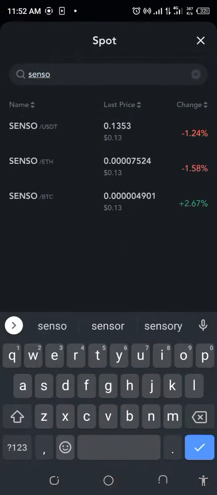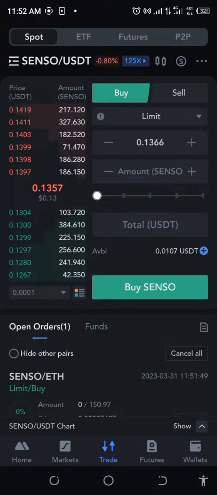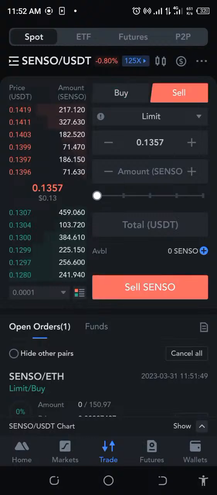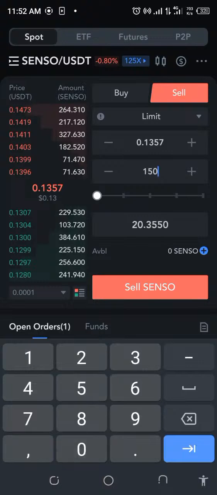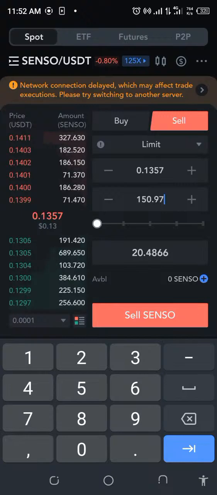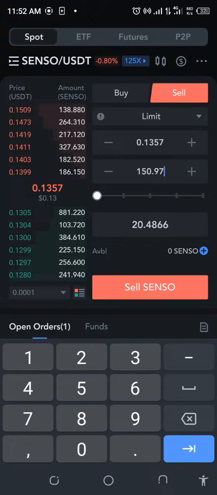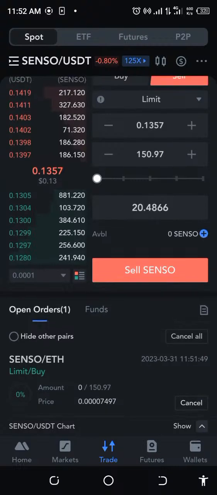Okay, Senso USDT. Let's see if we sell this, what would we make? That was 150.97. Whoops, we're gonna make 20.48. Yikes. Nothing really interesting, right? But anyways, it's still profit. At least we started out with 20.32, so it's still profit. Let's try and see. All right then, I'll come back with the results. Let's hope this doesn't take too long, okay?